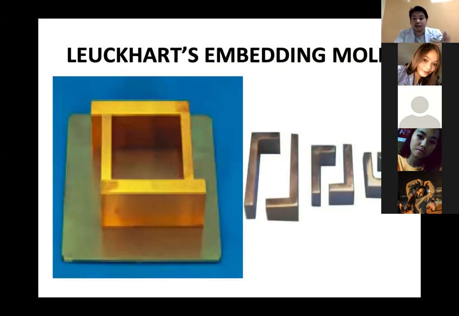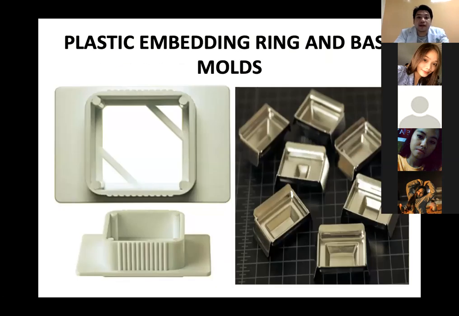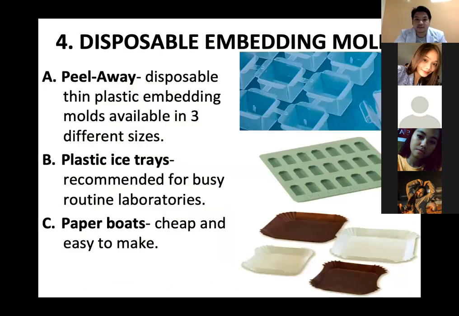So two Ls, interlocking, and we have compound embedding units. So plates, more interlocking metal plates. Okay, and this is the plastic embedding rings. And on the right side, it's the Lockhart. Okay, it has a specific instrument used for cooling.